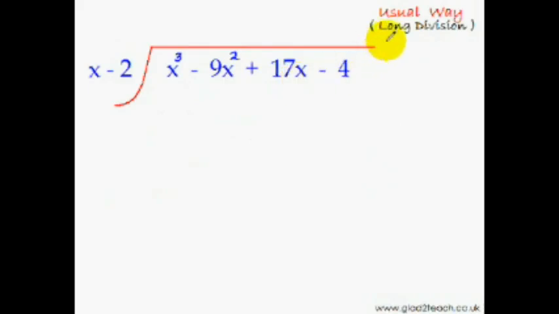Let's first see the usual way of doing the algebraic division. The name of the method is long division. You might already be using it. Now, as the name itself is long division, you know what to expect. You start by dividing the first term of the dividend by the first term of the divisor. X cube divided by x will give us x square.